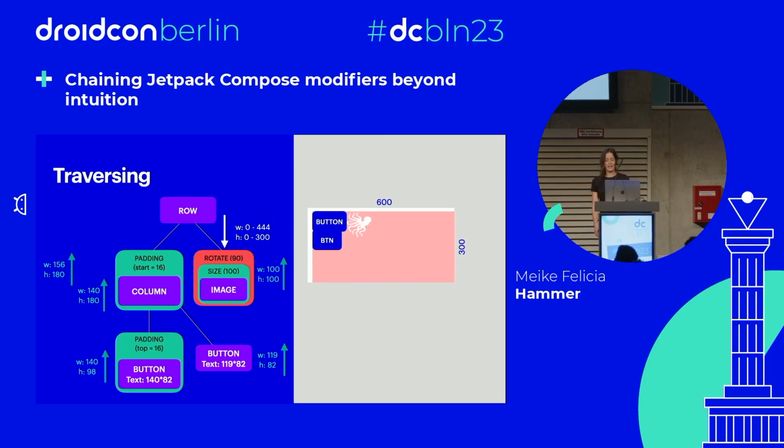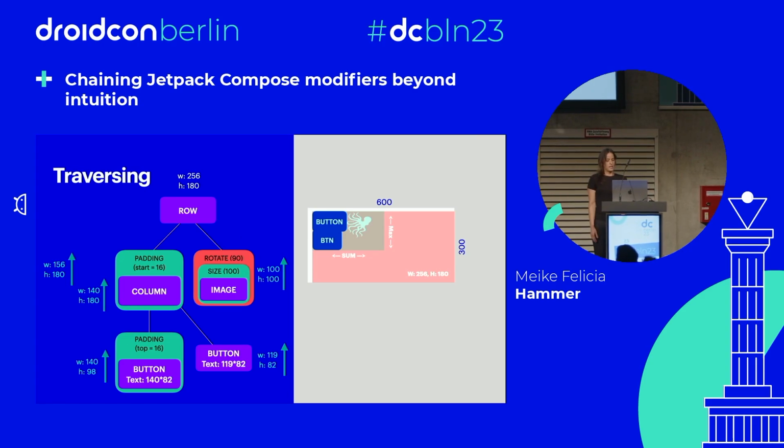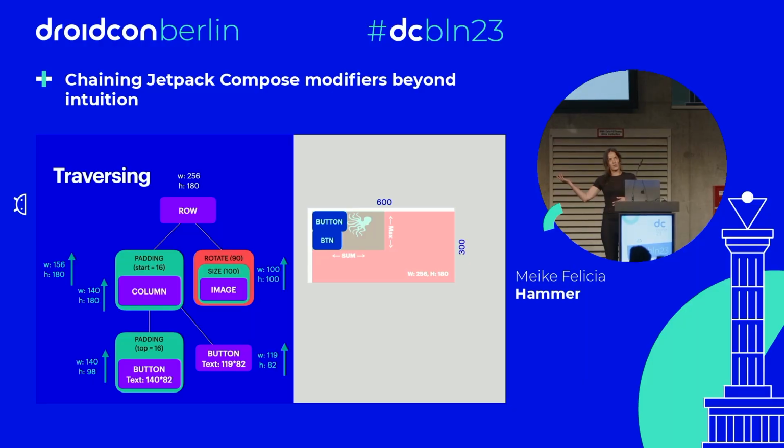Can just report back, and then finally our root node can get its size by checking the max value on the height side, and then summing up our width values, which leads to a result of 256 and 180 height. And actually that's how constraints traverse through the UI tree, going down and bubbling the size back up.